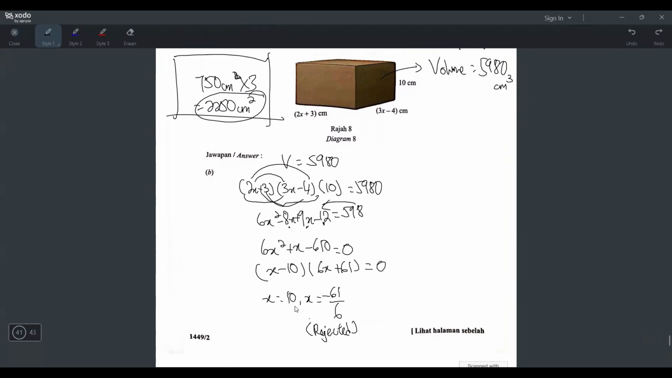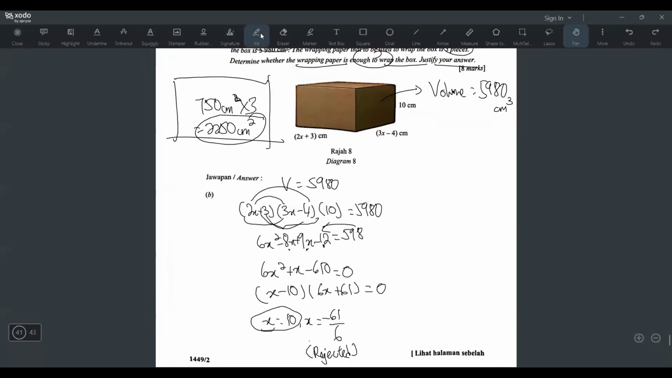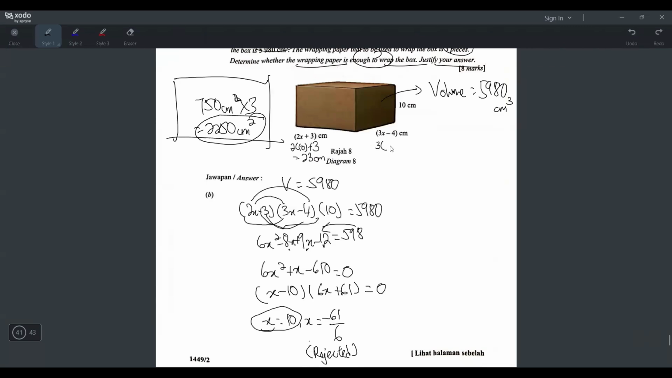Okay, but it's not over yet. You already know x is 10, but that is not enough. I need to find the total surface area. So let's sub inside now. It will be 2 times 10 plus 3. That is the length here. So you get 23 cm here. And then here will be 3 times x, which is 10 minus 4. And you get 26 cm. So make sense, right? The lengths are all positive. Okay, now you can find the total surface area.